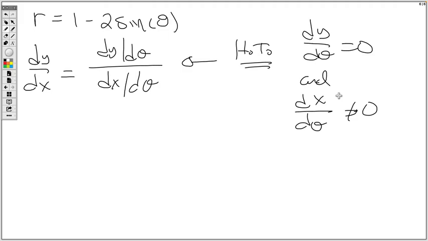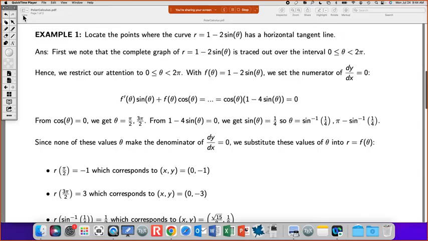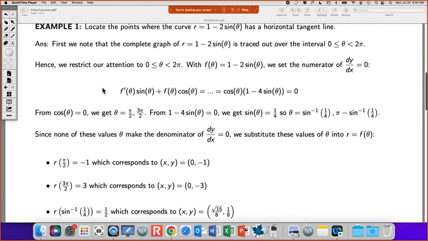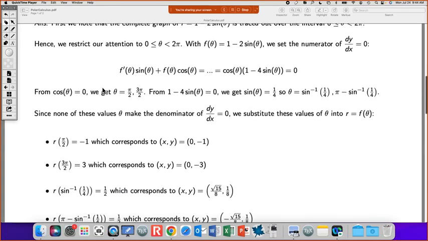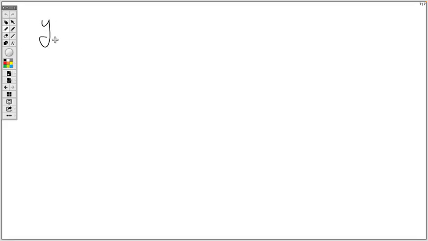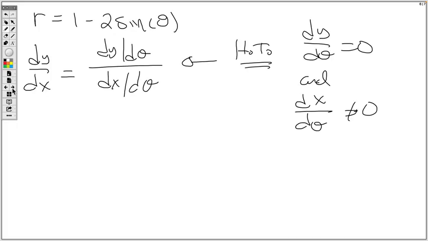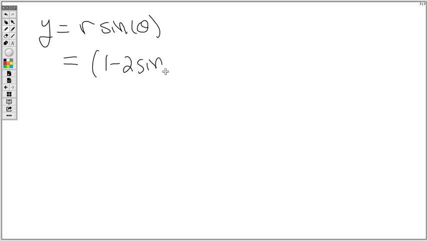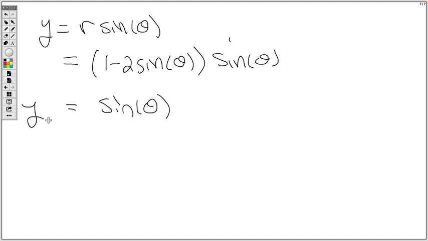Okay, so that's what we had when we did parametrics. So let's take a look at what we got here. So y is r sine of theta, which in this case r is 1 minus 2 sine of theta. So it's sine of theta, which is going to be sine of theta minus 2 sine squared theta.